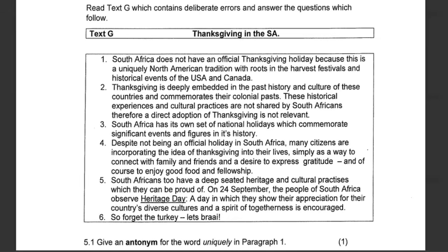My apologies. South Africans too have a deep-seated heritage and cultural practices which they can be proud of. On 24 September, the people of South Africa observe Heritage Day, a day in which they show their appreciation for their country's diverse cultures and a spirit of togetherness is encouraged. So, forget the turkey, let's pray.